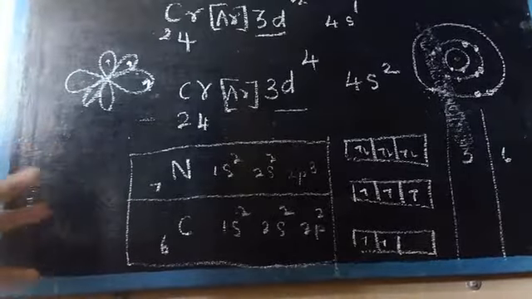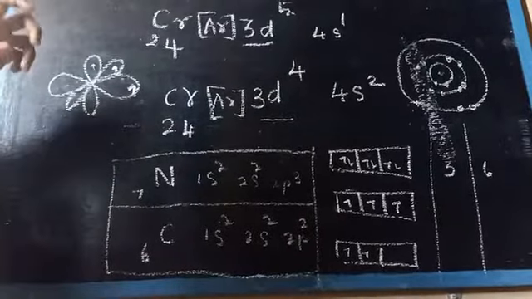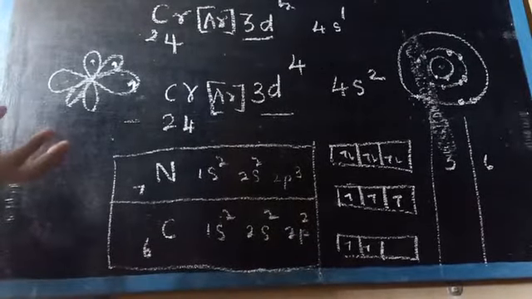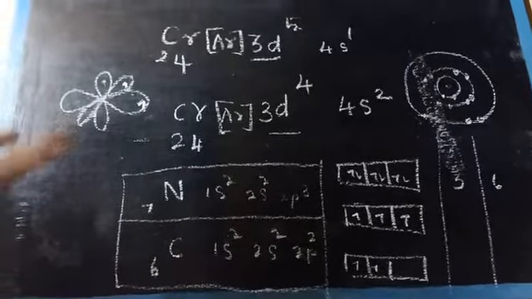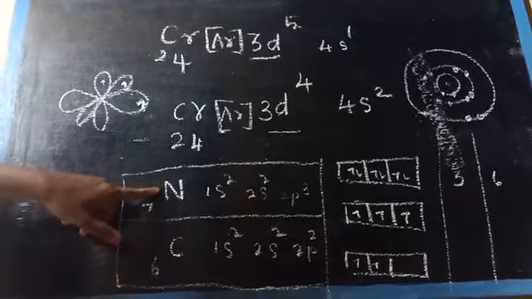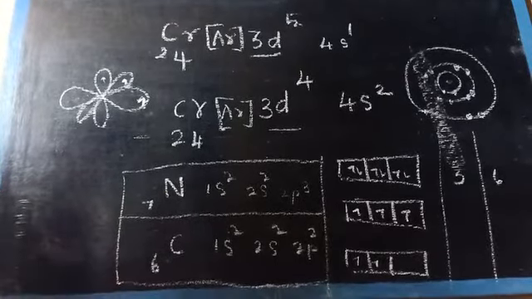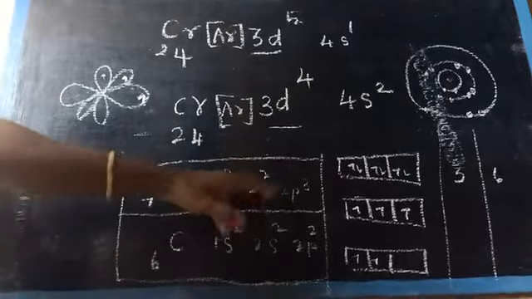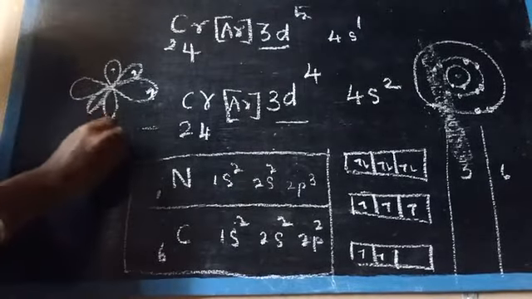First we will see the definition of exchange energy. And give one more point: half filled and completely filled elements are more stable than the partially filled. I give one example. Carbon is the partially filled element. This one is for the half filled element, nitrogen. So which one is more stable? Nitrogen is more stable.